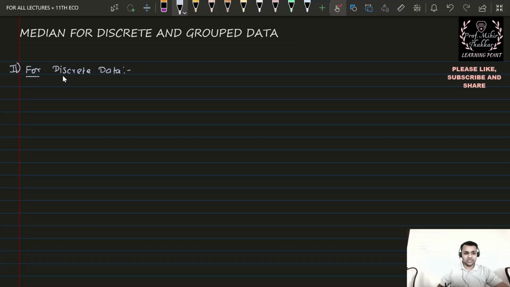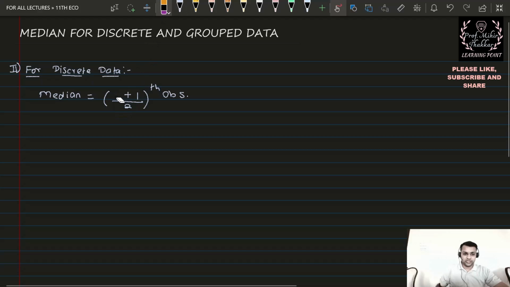The previous formula that we had studied for raw data was something like this. Median is equal to n plus 1 upon the 2th observation. Over there we said that n is the number of observations. We do a small change over here. Instead of small n, I will write it as capital N. And capital N over there represents total frequency.